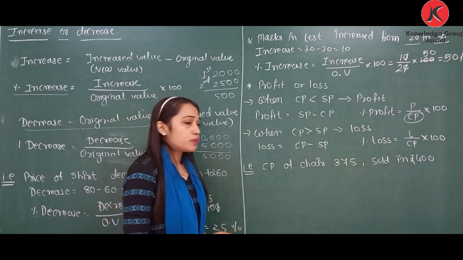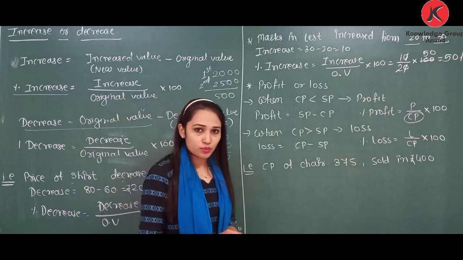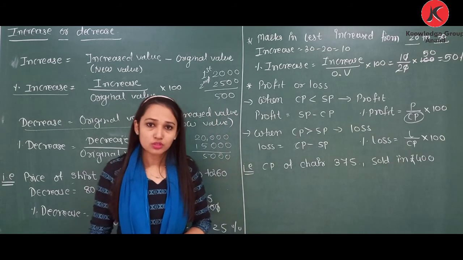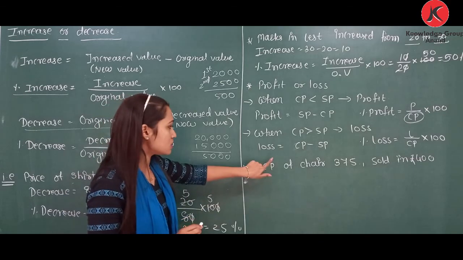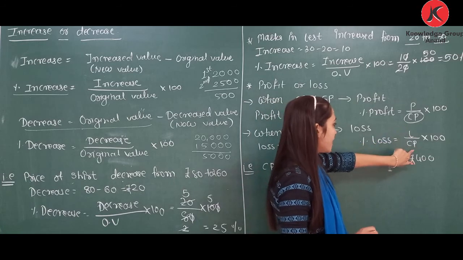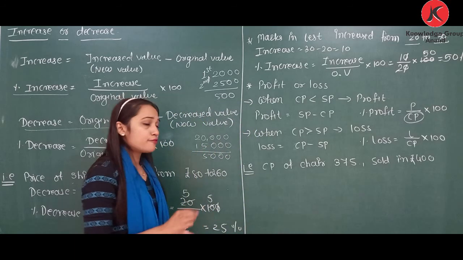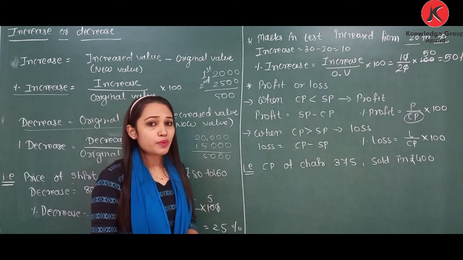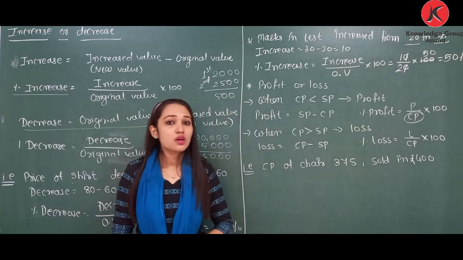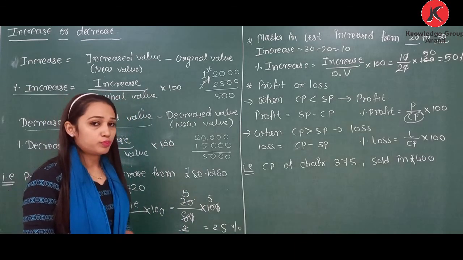When cost price is greater than selling price, for example, you buy a book for 100 rupees and sell it for 80 rupees, so you get 20 rupees less. So that is your loss. So loss is equal to CP minus SP, and percentage loss is equal to loss divided by CP multiplied by 100. Clear? So the definition of profit is when cost price is less than selling price, then it is a profit. And what is the loss? When cost price is greater than selling price, then it is a loss.